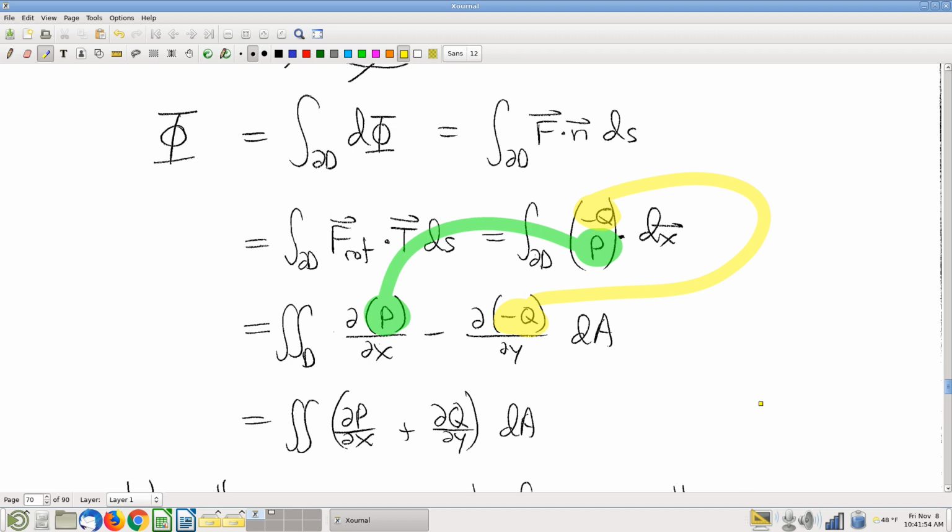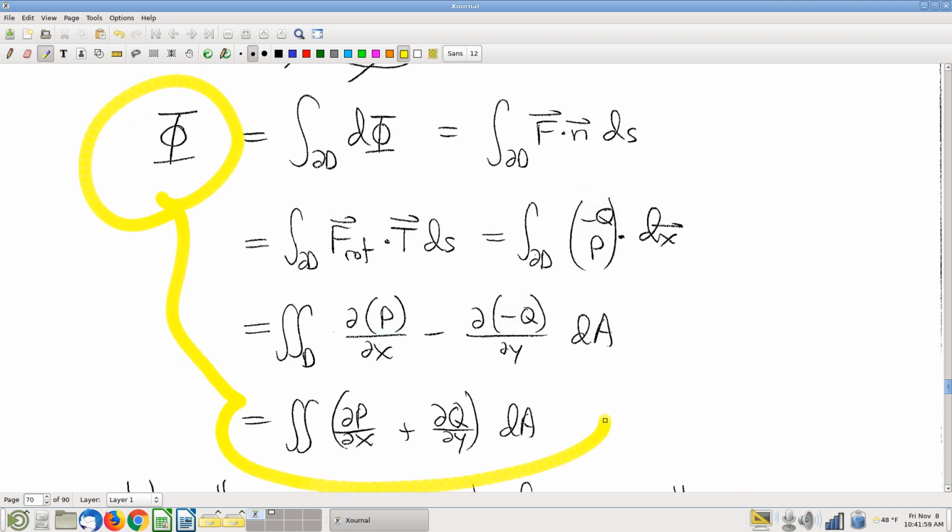So with that in mind, we get this. And so, neat fact: the boundary flux is a double integral computed over the interior.